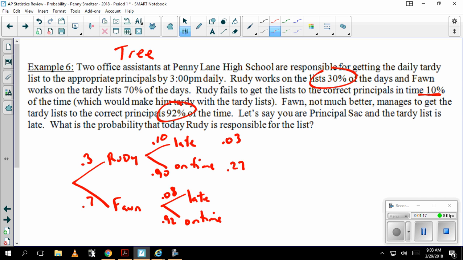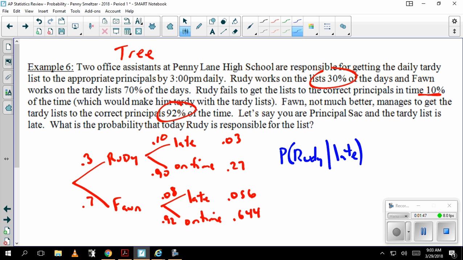Those two things add up to the 0.3 that Rudy gets. And then Fawn is going to be 0.056 and 0.644. And those four numbers will add up to 100% or add up to 1. So the question says, what's the probability that if it's late, it came from Rudy? So that's written like this. What's the probability that it came from Rudy given that it's late?